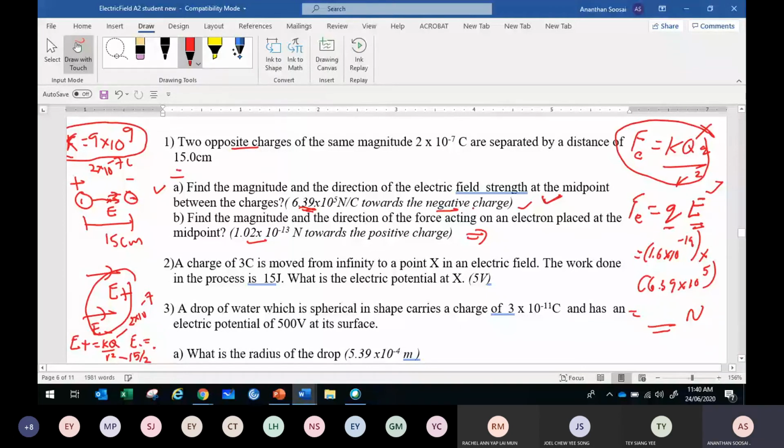So you should get this answer. And the direction should be towards the positive charge. Of course, it's a negative charge, an electron, so the electron will move towards the positive charge.